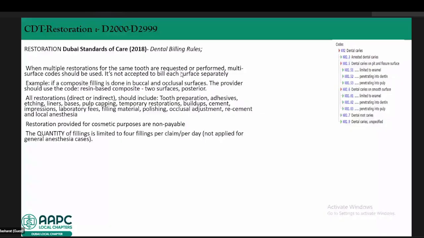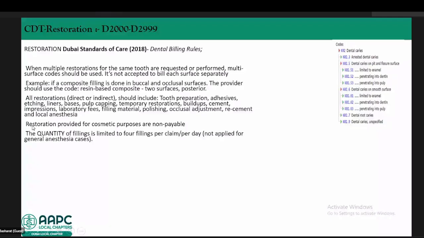For example, if the composite filling is done on the buccal and occlusal surface, the provider should use the code resin-based composite 2 surface. So he has 2 surfaces, so you will use the 2 surface code. All restorations, direct or indirect, should include tooth preparation and adhesive. Local anesthesia is already included in the surface.